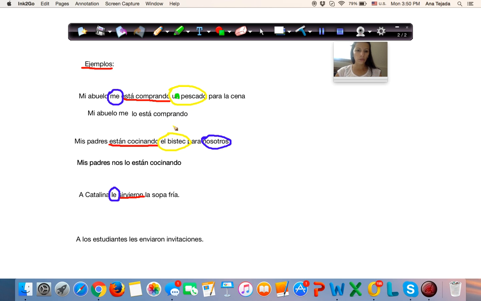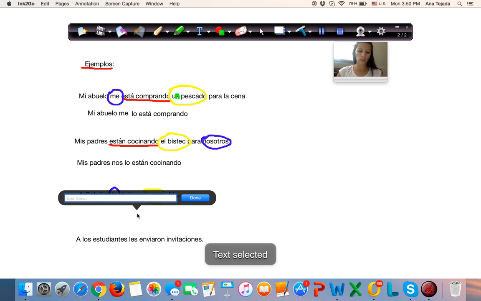And then we have what is being served? La sopa. So this turns to Catalina. We have le. Our indirect object, la sopa. Plural o singular? Muy bien, singular. Femenino o masculino? Femenino, so la. And then we have our verb, sirvieron. Okay?